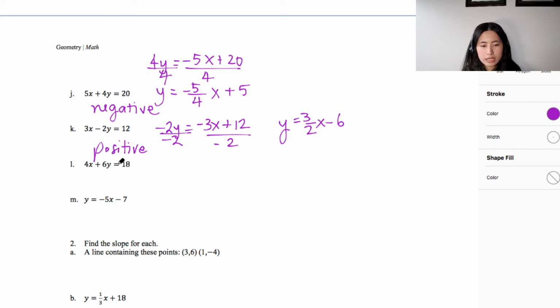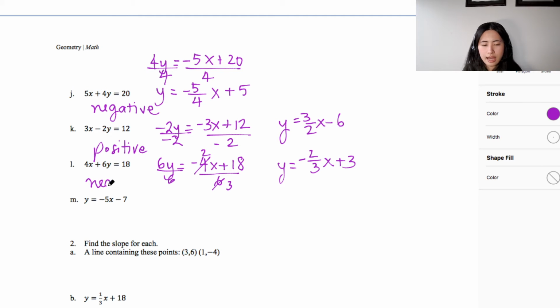Now, if you're looking at 4x plus 6y is equal to 18, you would have 6y is equal to negative 4x plus 18, dividing both sides by 6. You get y is equal to, so you can cancel this, so this would be 2 and this is 3. So this is negative 2 over 3x, and 18 divided by 6 is actually positive 3. Therefore, this has a negative slope. This is also negative because you're looking at negative 5x, right? So negative 5 is your slope.